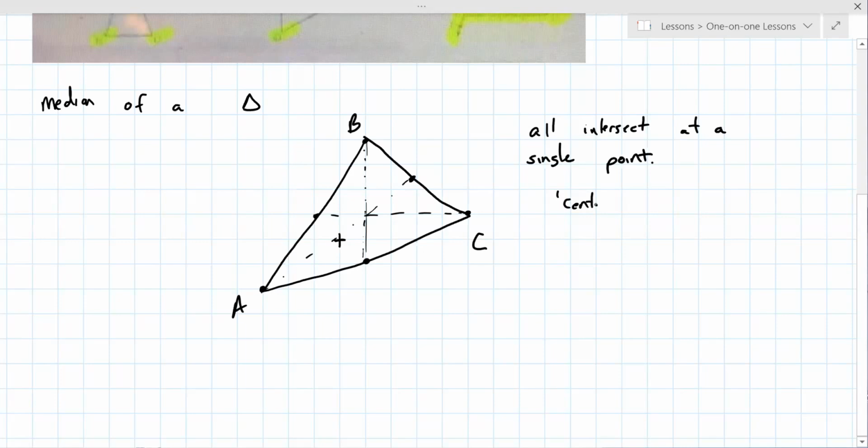That's what your instructor is trying to lay out for you. So this point right here is the centroid. It's also called the point of concurrency. That's what the notes say. Then it goes to how to actually find these things.